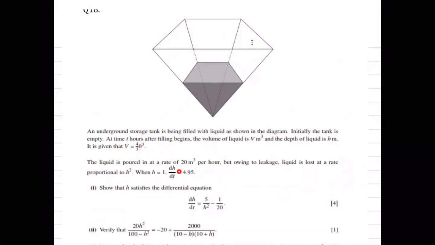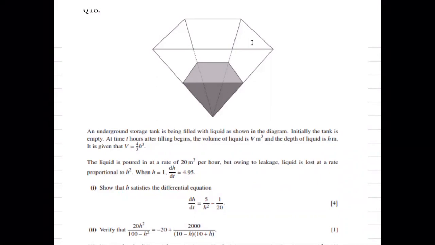The liquid is poured at a rate of 20 meter cube per hour, but owing to the leakage, liquid is lost at a rate proportional to H square. When H is 1, the derivative of height with respect to time is 4.95. Show that H satisfies this differential equation.